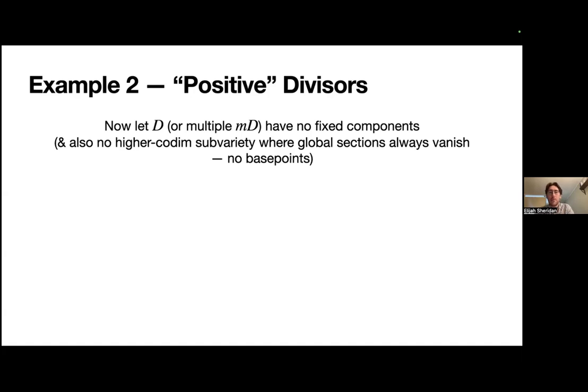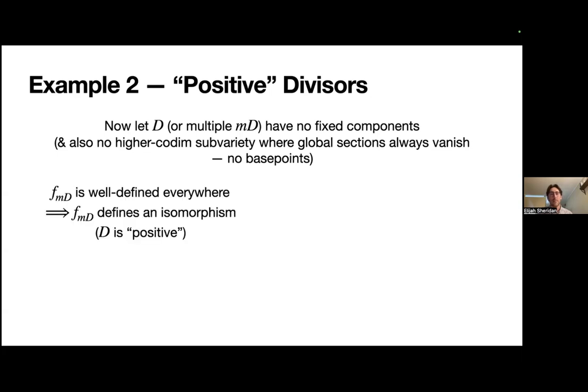Positive divisors. So what do I mean by a positive divisor? Now I want to consider some divisor such that it, or maybe one of its multiples, has no fixed components at all. There is no submanifold that is stuck in this divisor class. And I also want to assume that I additionally don't have any higher codimension fixed components. There is no point in my variety where all of my global sections simultaneously vanish, no base points.